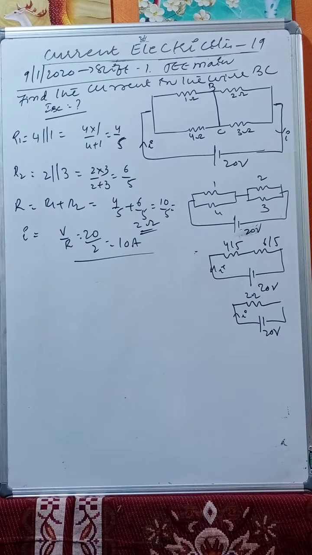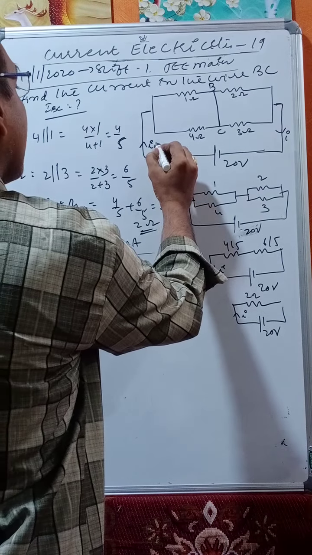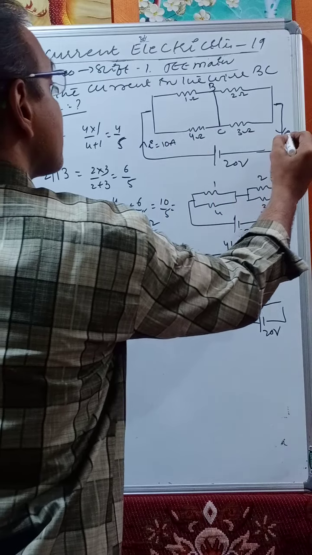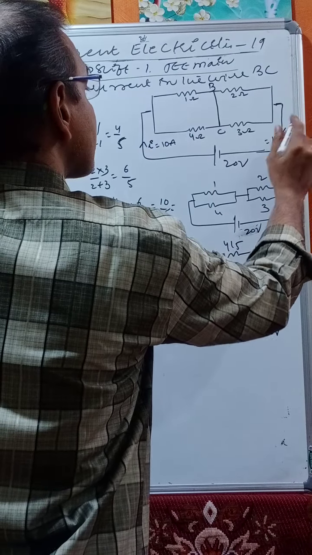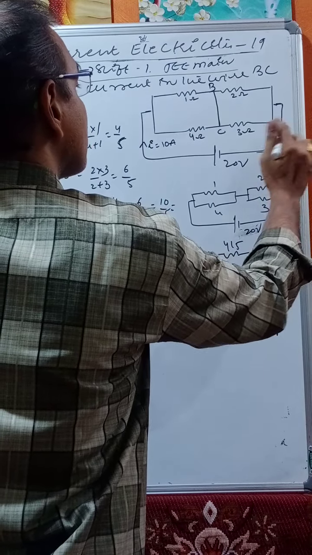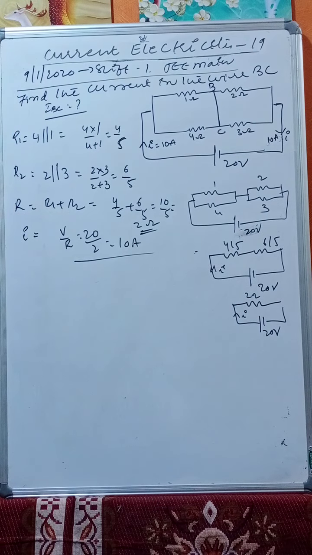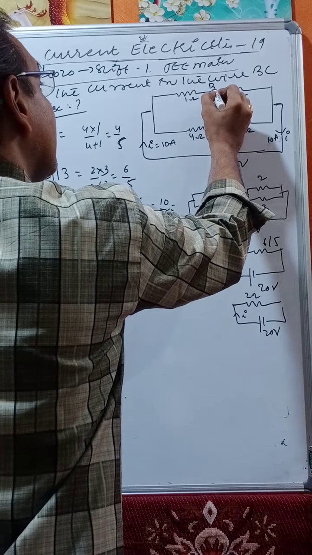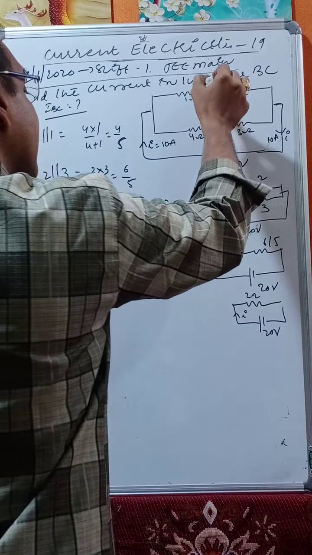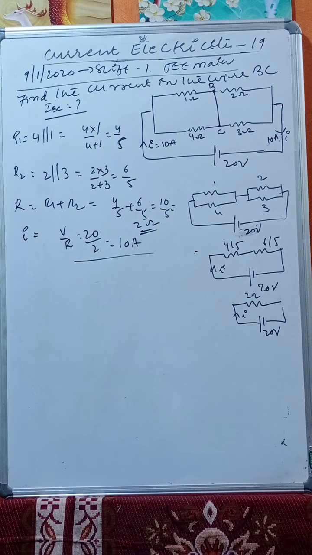Therefore the current I flowing here is 10 amps. 10 amps is going, and 10 amps is coming. Now he is asking for the current in the wire BC.